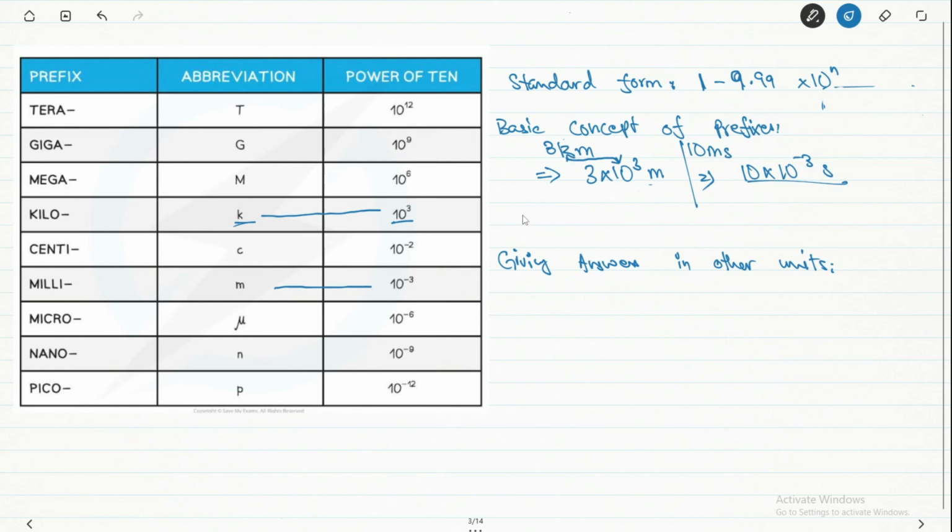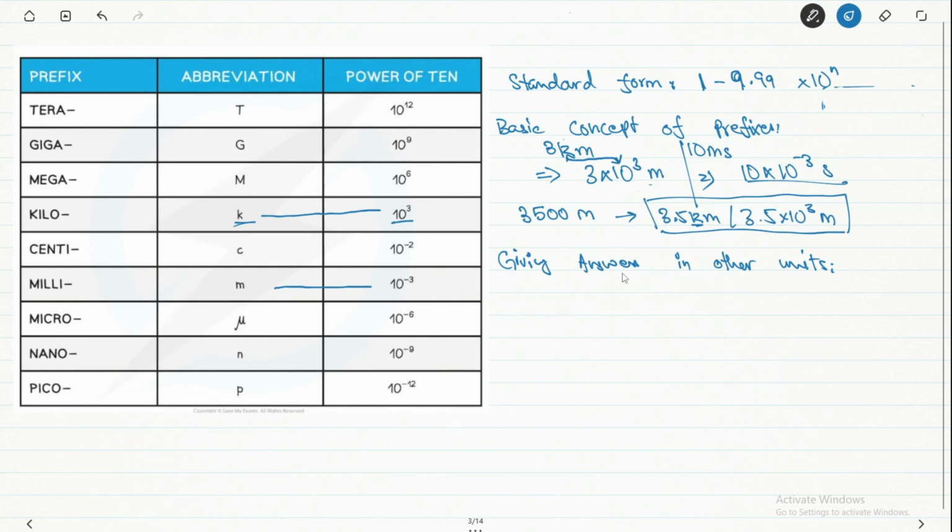For example, you have 3,500 meters, and now you can write this as 3.5 kilometers or 3.5 times 10 raised to the power of 3 meters, right? These two are the same. And sometimes the question asks you to give your answer in kilometers, so you should do this, and I'll teach you how to do this.